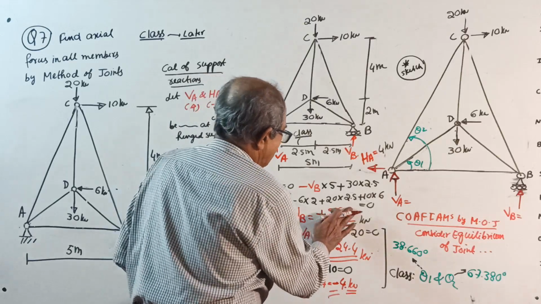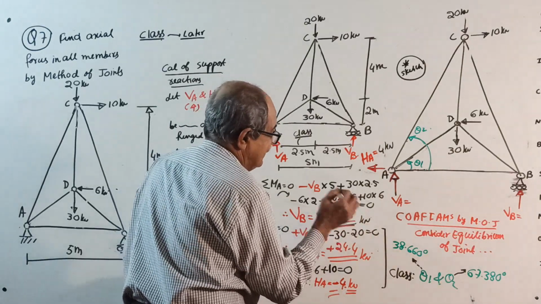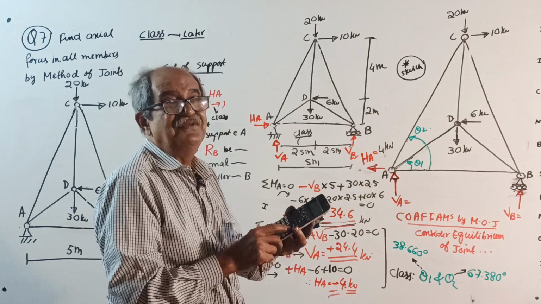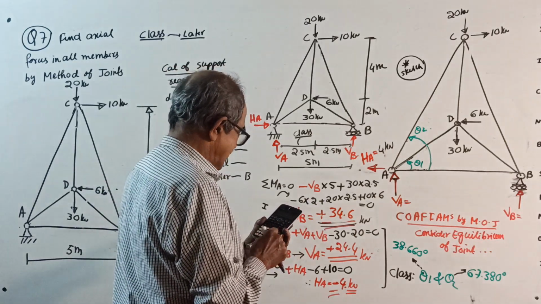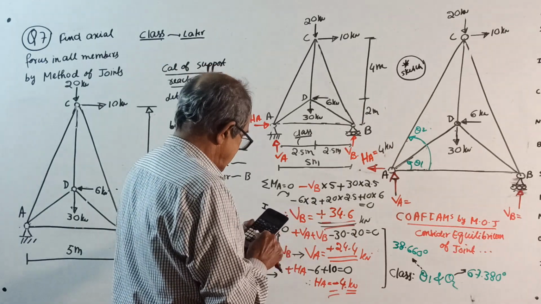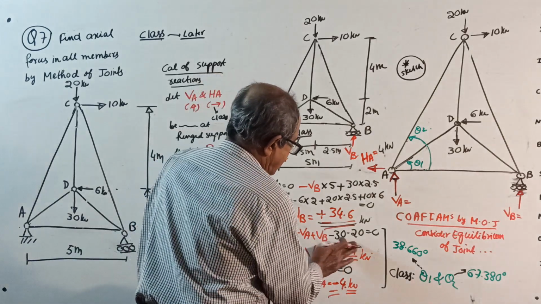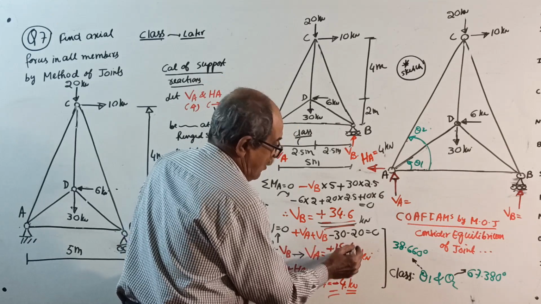See, yes, my usual calculator problem. It is a calculator problem. 34.6. I told you, because of the calculator problem, sometimes the 0 will not be activated. Okay, then 50 minus 34.6. 50 minus 34.6 is 15.4 kilonewton. See, I got the same answer. That's why you check the answer now.